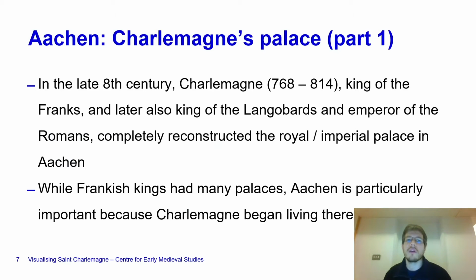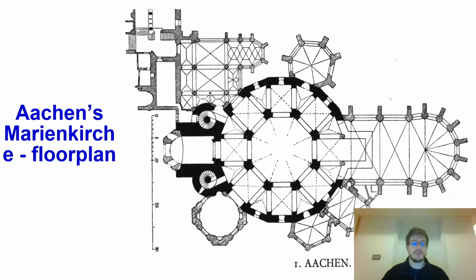Now, Aachen is important for many reasons, and one of them is Charlemagne's palace. In the late 8th century, Charlemagne, who ruled 768 to 814, king of the Franks, and later also king of the Langobards and emperor of the Romans, completely reconstructed the royal imperial palace in Aachen. While Frankish kings had many palaces, Aachen is particularly important because Charlemagne began living there permanently, as opposed to previous kings who just traveled from one place to another, being hosted by bishops or great lords.